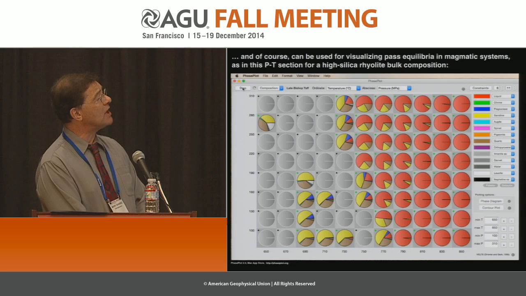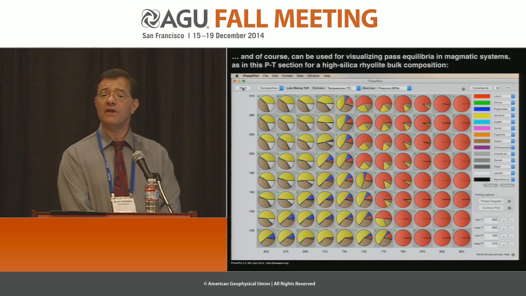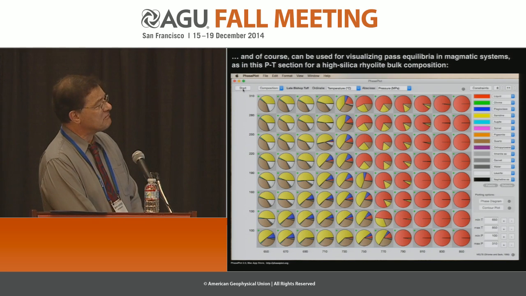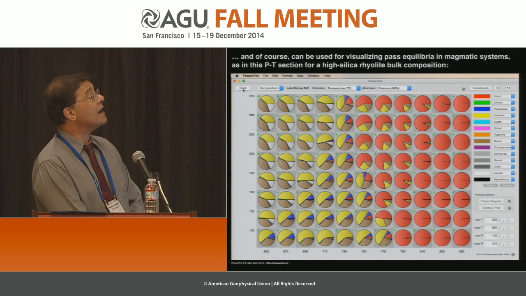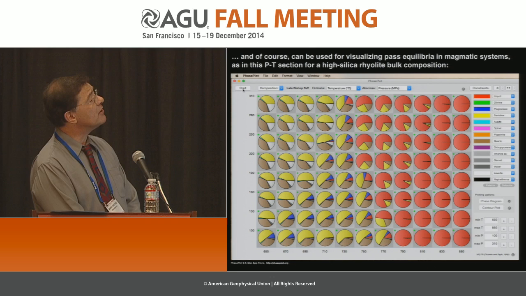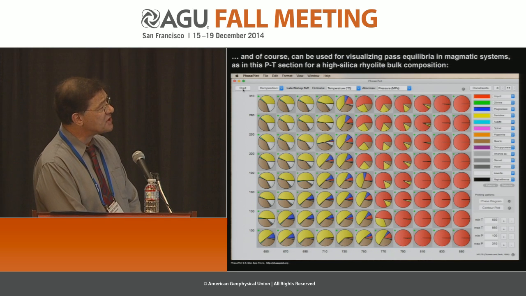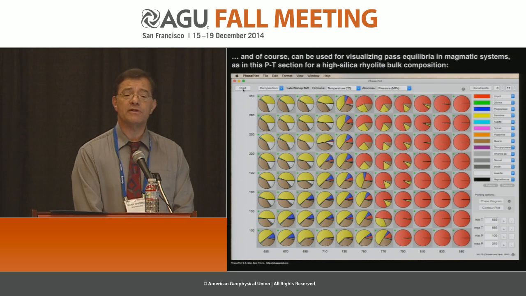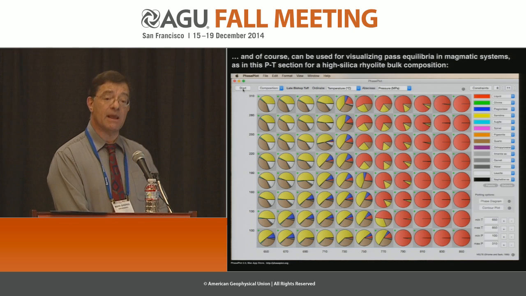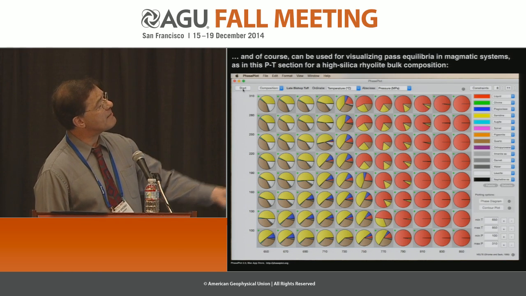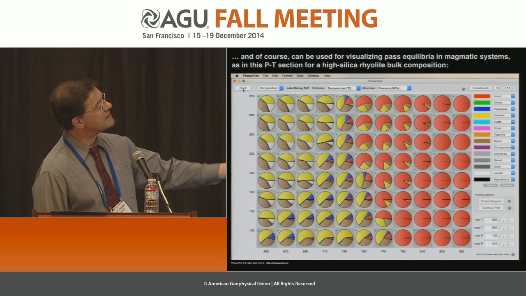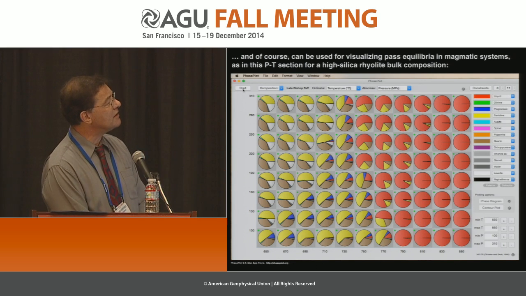This happens to be the bulk composition of the Bishop Tuff in Southern California, but that's neither here nor there. This again is pressure and temperature, and what we've computed here are little pie diagrams that describe the amount of each phase in the assemblage as a function of temperature and pressure. So over on the right-hand side of the diagram, it's all liquid. Over here on the left-hand side of the diagram, it's various solid phases.